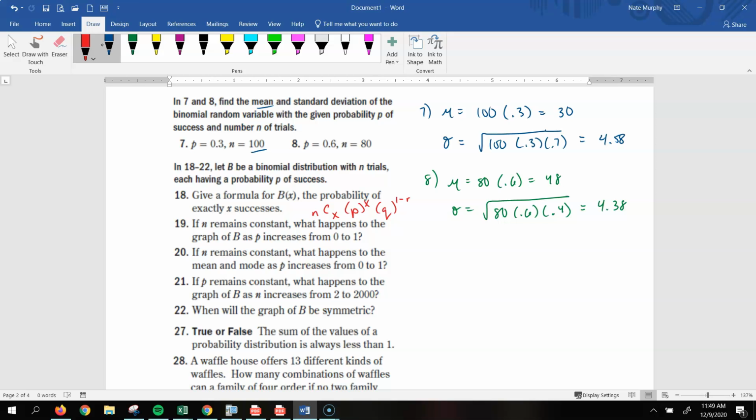And 27, the sum of the values of a probability distribution is always less than 1. That is false. It is always exactly 1. Okay, that is important. In order to see if a probability distribution is accurate, the probability will always be exactly 1. So that is false.